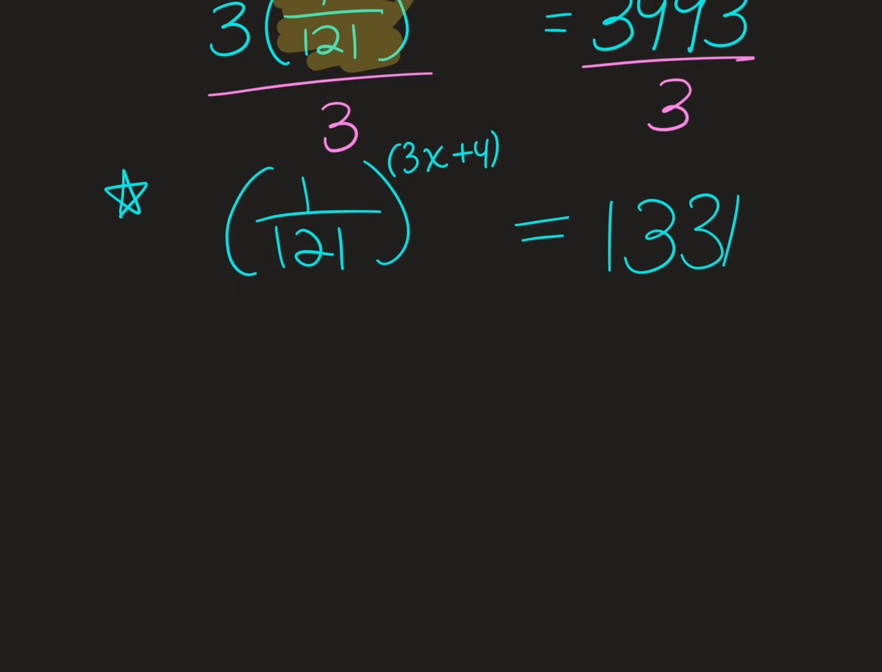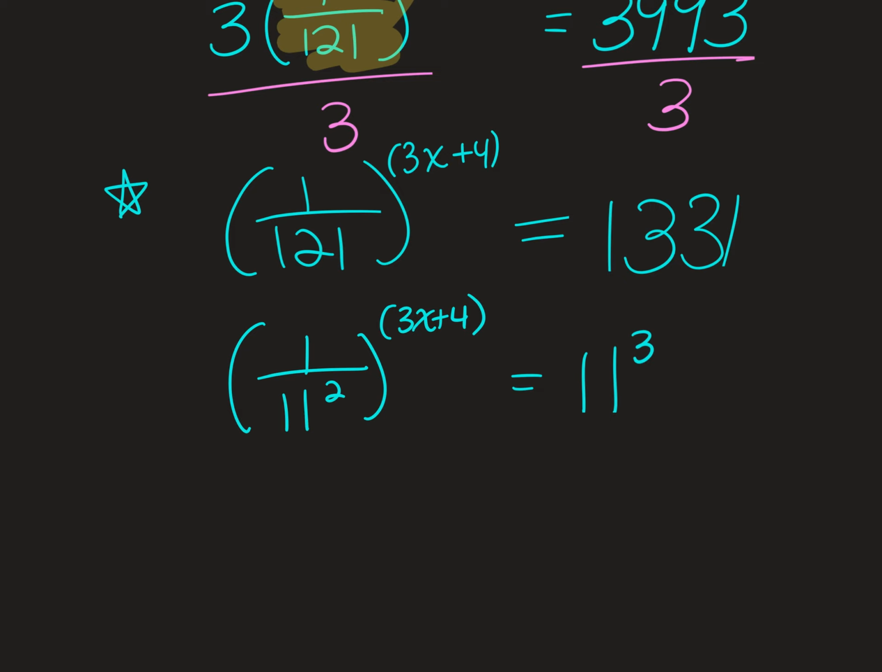Okay? So I could write this, and I'm going to do this in 2 steps. You could do it in 1 step. I'm going to write that as 1 over 11 squared. So if I'm using 11 as a base, 1331, if you play around with 11 as your base, you'll soon discover that 11 cubed is actually 1331.